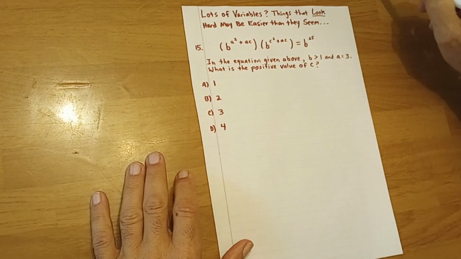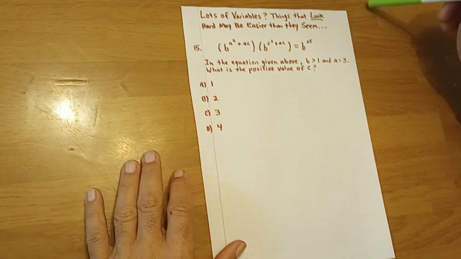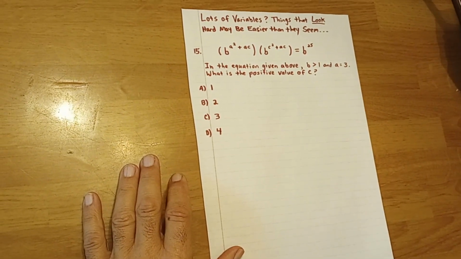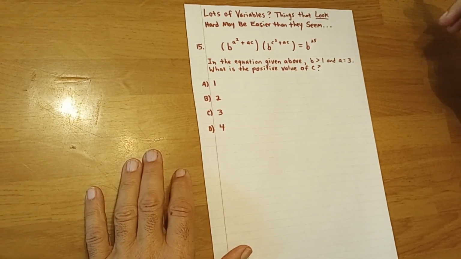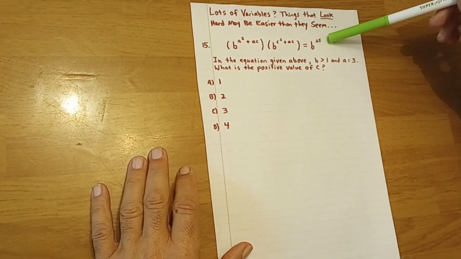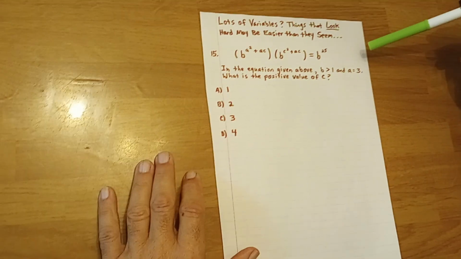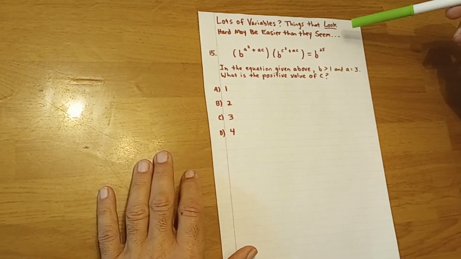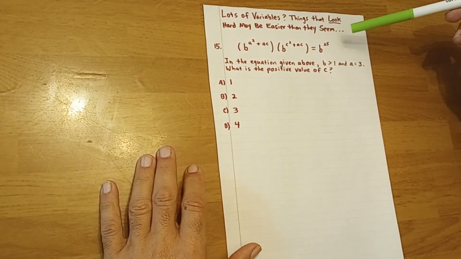Today we're going to take a look at things that look kind of scary and complicated that may not be as scary as they look. And here we have lots of variables in this equation. And really, this is not going to be too bad at all. So I'm going to show you how we're going to do this, right?